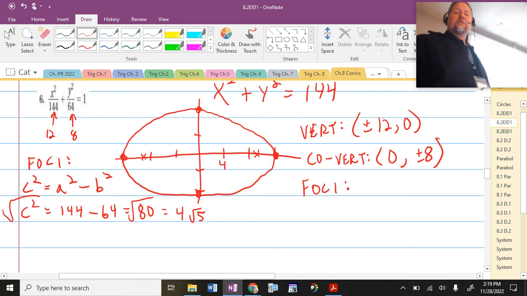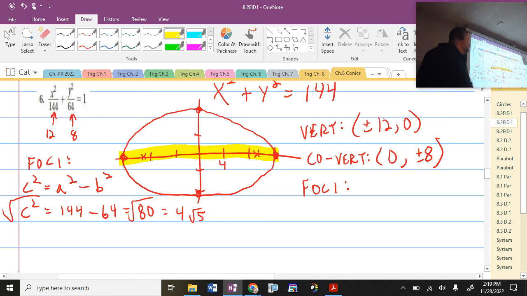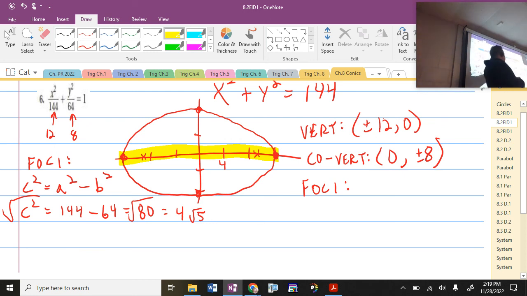Knowing the foci must be on the longer of the two axes, this is the major axis, so I'm going to color that. That's the major axis, that's why the foci had to be there. And think about that: if I accidentally put the foci along the minor axis, they'd be outside of the ellipse. Square root of 80 is larger than 8.